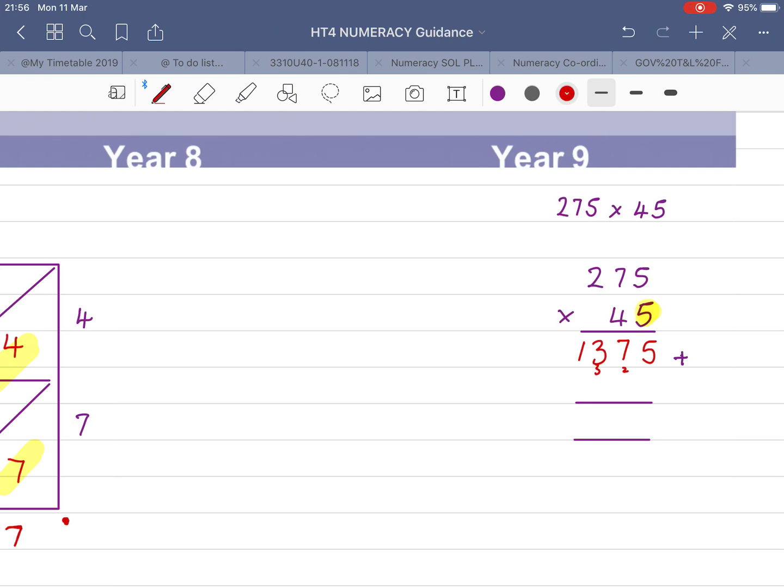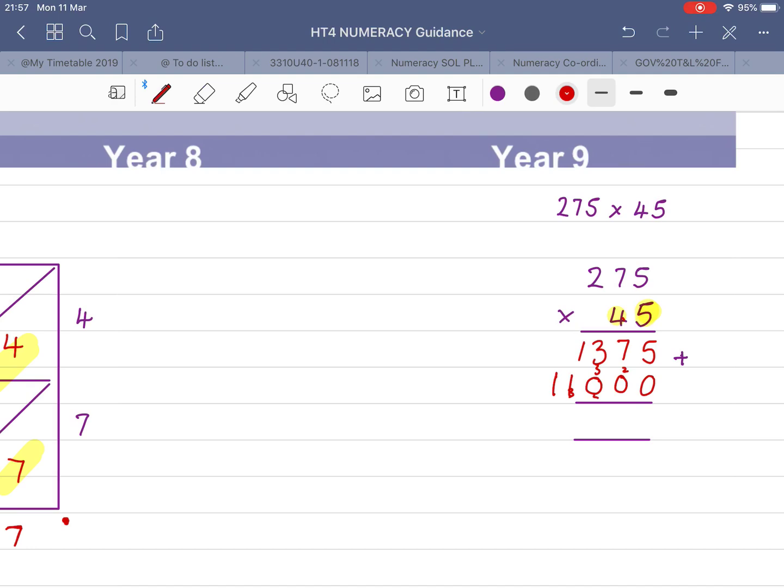To start the row underneath, we add a 0, as we are now going to be multiplying by 40. So 0 down, and we can multiply throughout by 4. 4 5s are 20, 0 down, carry 2. 4 7s are 28, and 2 makes 30, 0 down, carry 3. 2 4s are 8, and that 3 makes 11.